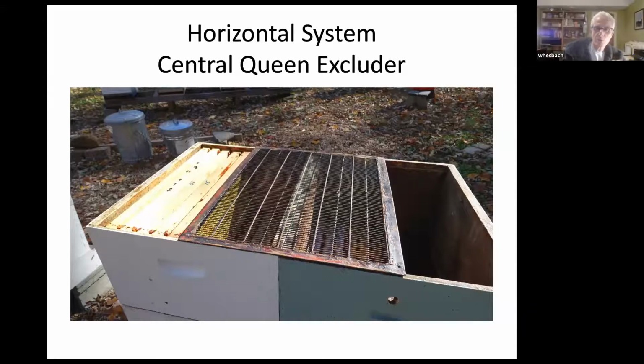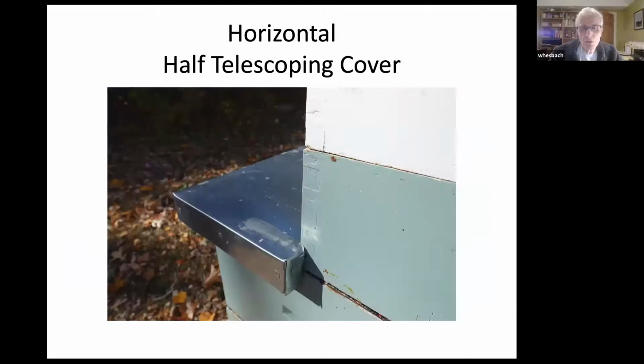Two queen systems and multiple queen systems are in general a little bit harder to manipulate. Right, and then I just show this little custom-made half telescoping cover I made. You don't have to do that. You can put a piece of cardboard, a piece of plywood over the top of that or something like that. It works just fine. But I made these little half telescoping covers that keep the water off of the 5 frames that are sort of exposed on the end.